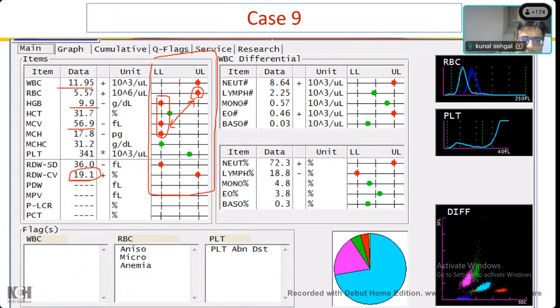This patient had a very low MCV. In practice, if you see an MCV of 56 or below, or an MCH of 18 or below, almost always the patient will have iron deficiency anemia. And if the RBC count is high, you suspect a thal trait. Now, what are the tests you will advise this patient?